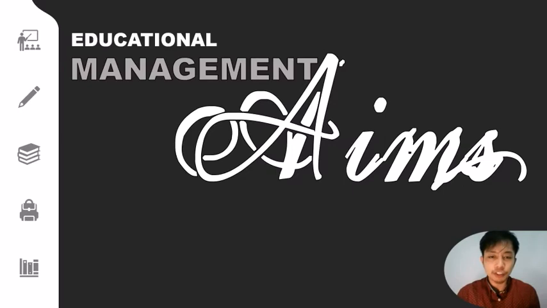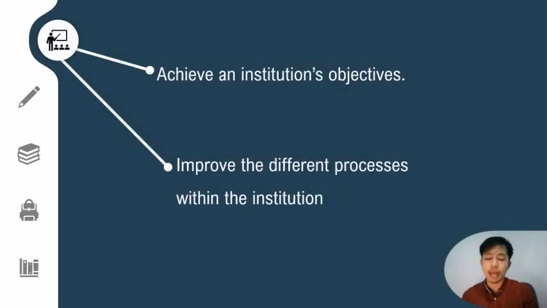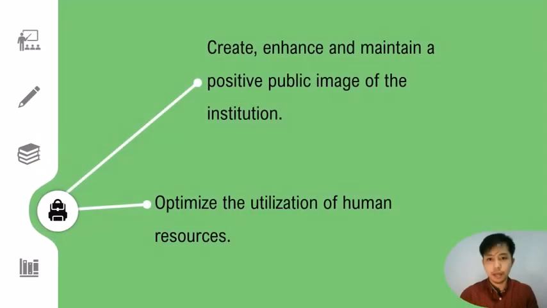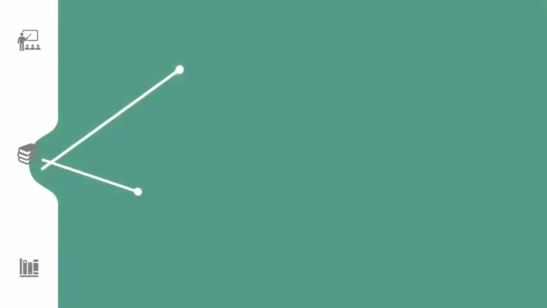And for the last part of my presentation, the educational management aims. These are: achieve an institution's objectives, improve the different processes within the institution, create, enhance, and maintain a positive public image of the institution, optimize the resources, material or human: administrators, teachers, maintenance, things like that.